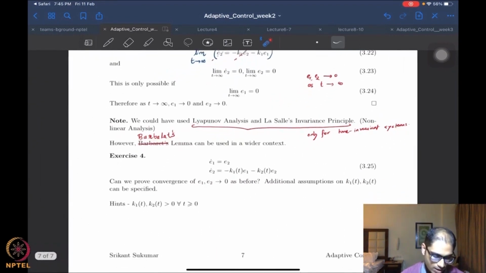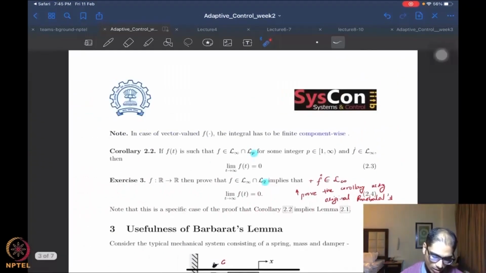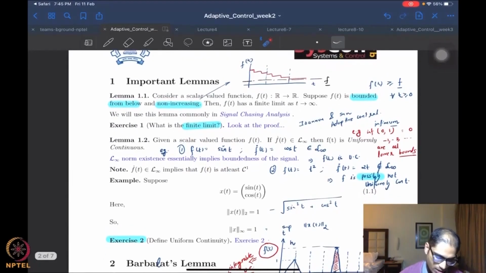Right. So now that we have seen Barbalat's lemma, and of course the other associated very critical lemmas, we should keep in mind that Barbalat's lemma was not the only result that we saw. We also saw these other lemmas on the existence of bound of functions, and the lemma on uniform continuity of functions. So we had these two other rather critical lemmas also appearing.